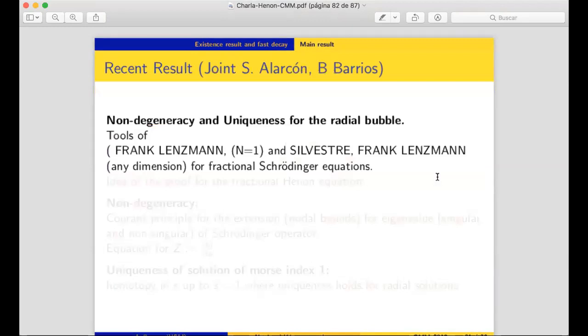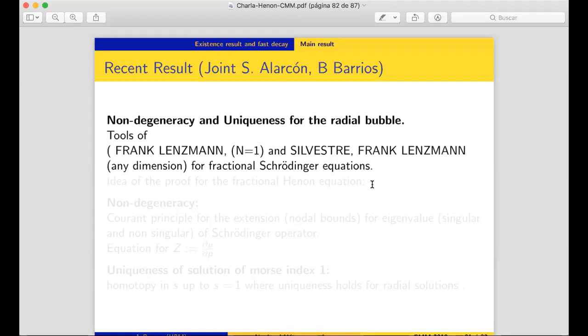So what is resolved with this work, joint with Alarcón and Barrios? There are two questions related to that. When you need to do concentration methods, you need the solution to be non-degenerate. And the other question, more natural, which we are discussing now, is what about uniqueness of the solution you get? This is ongoing work, but the idea is based on some ideas developed by Frank and Lenzmann and Silvestre, on uniqueness for the Schrödinger equation.